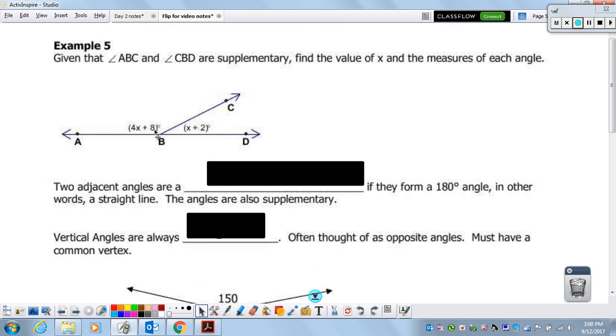Given that angle ABC and angle CBD are supplementary, find the value of x and the measure of each angle. That we're going to do in class. But you guys should be able to figure it out on your own.